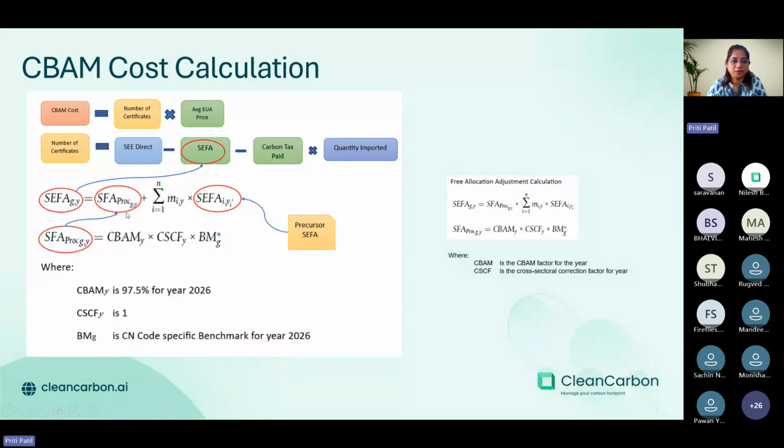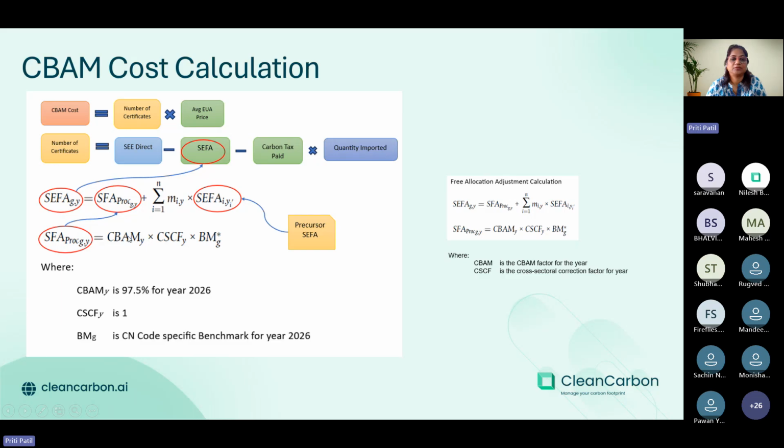Now, how to calculate this product's free allocation? This is the formula. Product's free allocation is equal to CBAM factor into CSCF, the cross-sectoral CBAM factor, and into benchmark. So what is this CBAM factor? CBAM factor is a factor that for this year is 97.5% for 2026. Next year, it will be reduced by 2.5%, I guess. So every year it will get reduced.